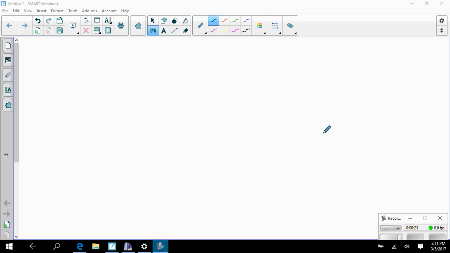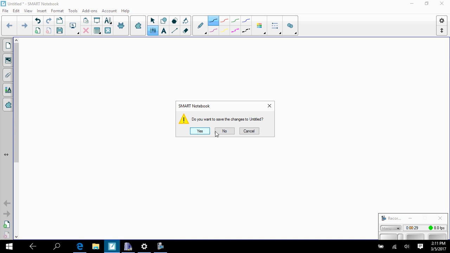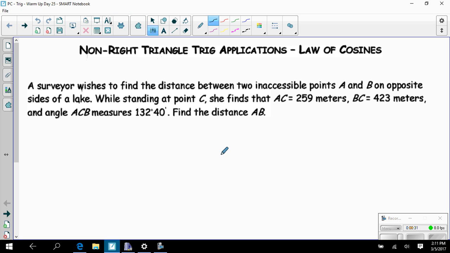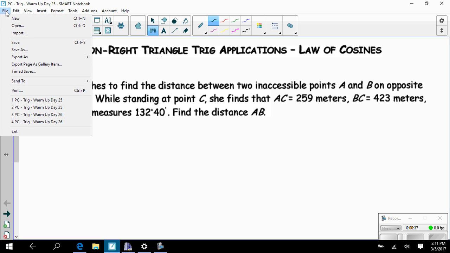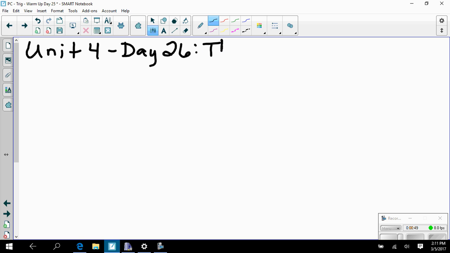So hopefully you have a piece of paper for notes. In a few minutes, I'm going to be doing an application question that looks like this page, so you can just have that off to the side for a second. Hopefully you've got that handed out already. But for now, you just need a blank sheet of paper, and you can label the top Unit 4, Day 26. And this is called the Law of Cosines.